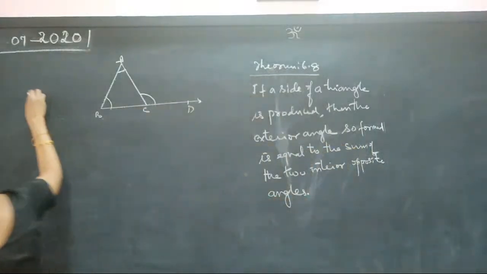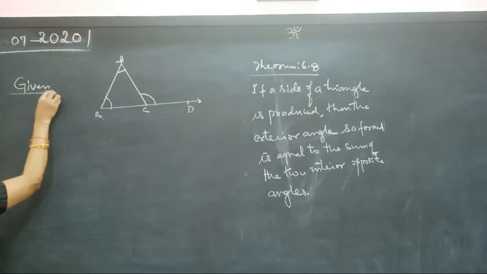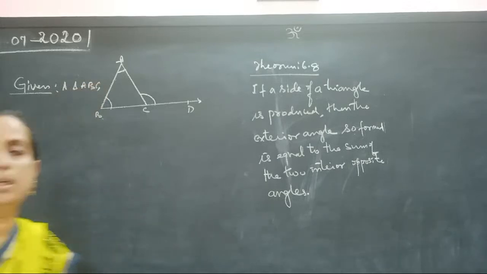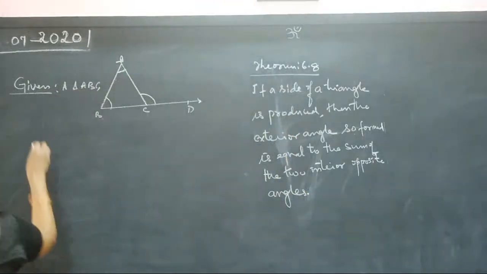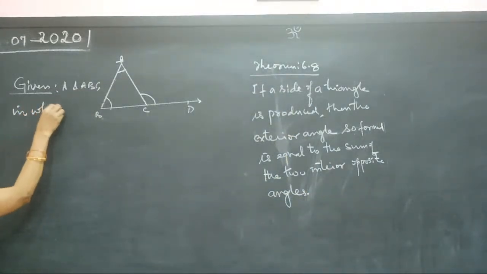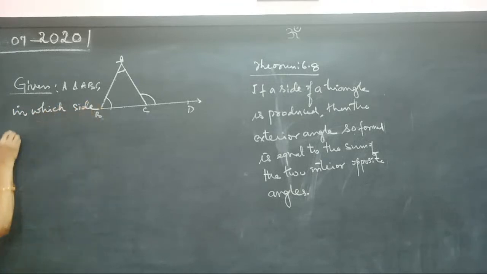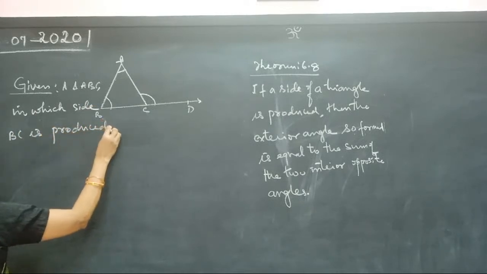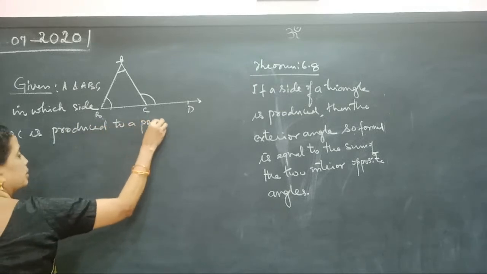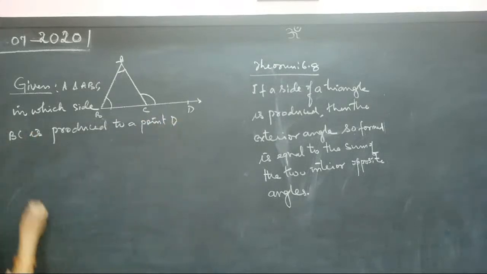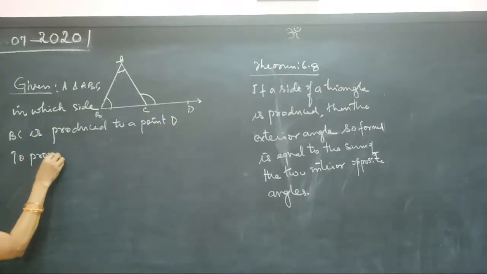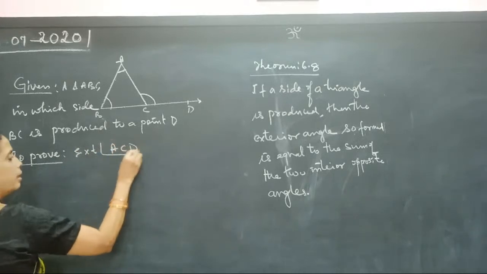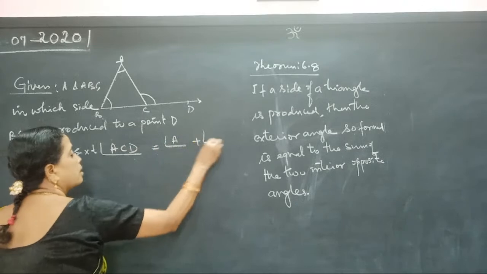I will write here, given a triangle ABC, in which side BC is produced to a point D. To prove, exterior angle ACD equals angle A plus angle B.